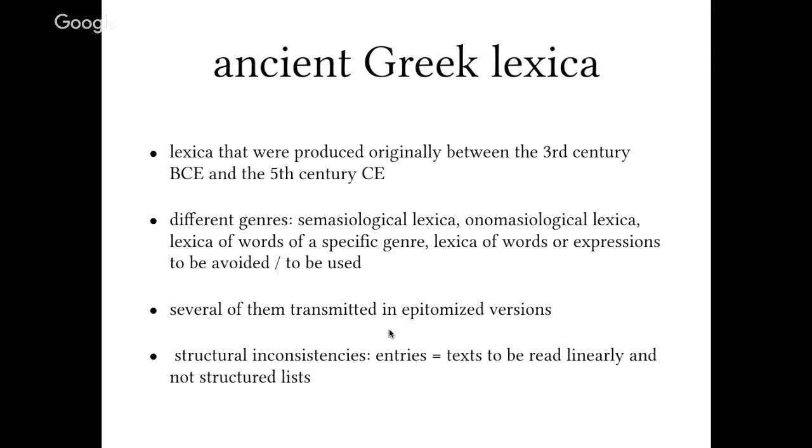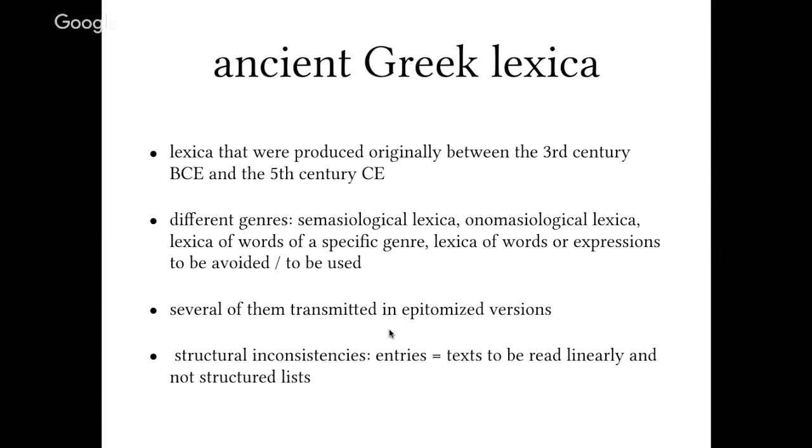Ancient Greek lexica now, I want to define exactly the scope of this term. They are lexica that were produced originally between the 3rd century BC and the 5th century CE. That means I exclude later Byzantine lexica, which are many and extremely important since they incorporate material from previous periods. But for now, we will keep it as narrow as possible and talk only about 3rd century to 5th century CE dictionaries.